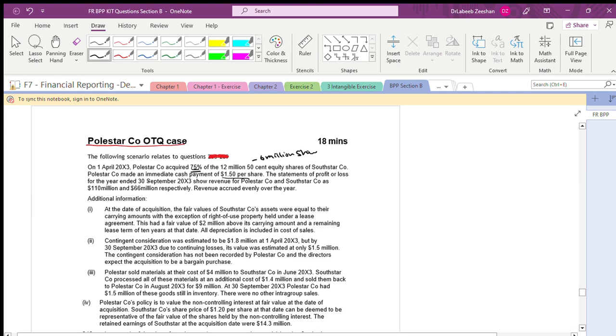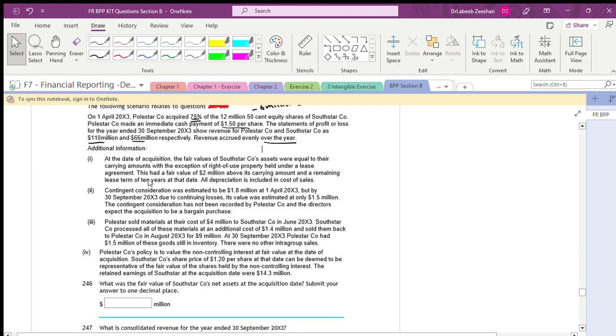The statement of profit for the year ending 30th September 2003 shows revenue for Polestar and South Star as 10 million and 16 million respectively. Revenue is recorded evenly over the year. At the date of acquisition, what is the fair value? It is related to the parent company and the subsidiary company.